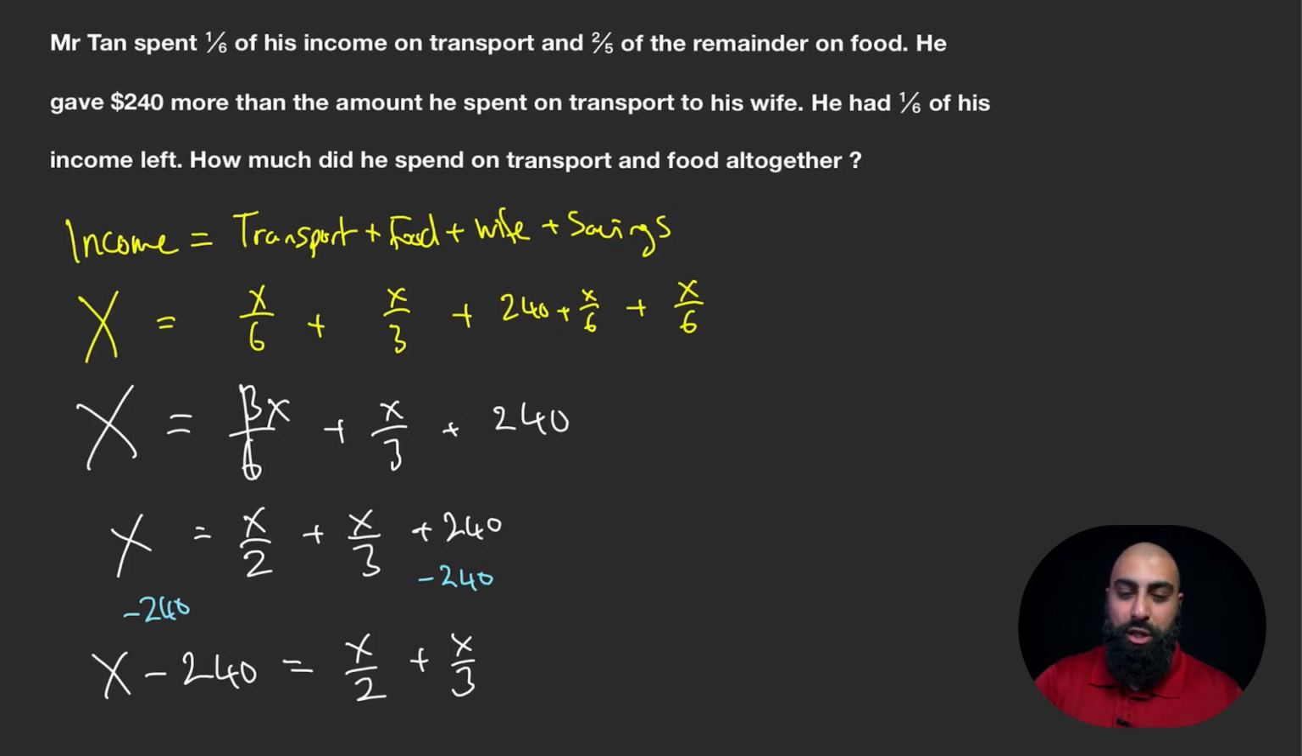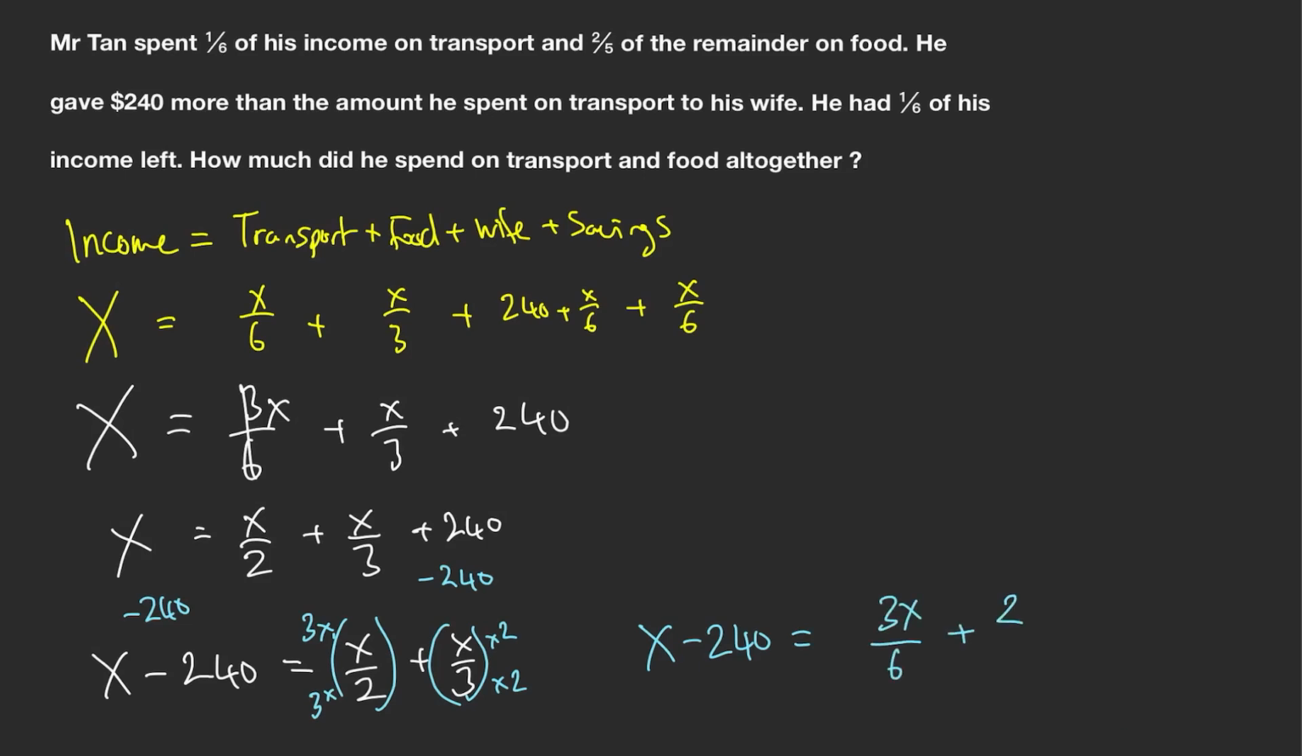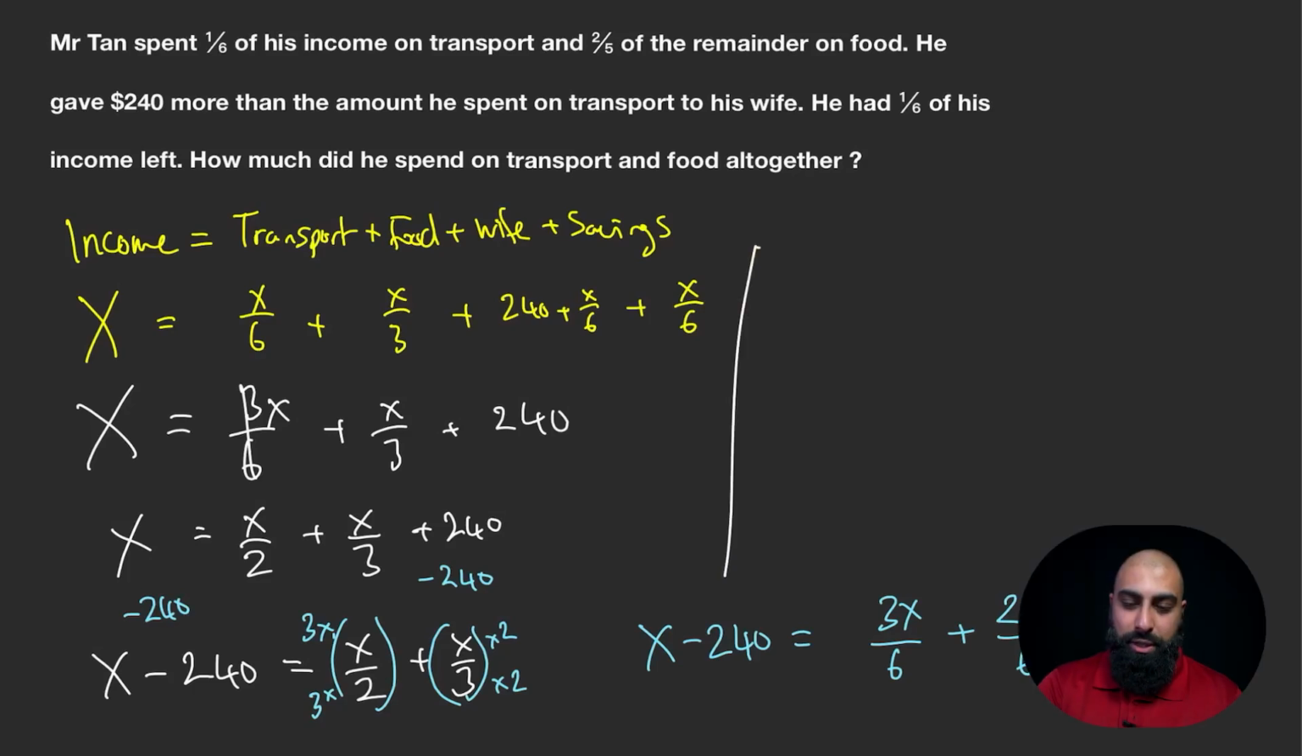When we're solving questions with fractions with different denominators, we need to find the least common denominator. In this case, it's going to be 6. So we're going to multiply this fraction here by 3 on the top and the bottom, and we'll multiply this fraction here by 2 on the top and the bottom to get equivalent fractions with a denominator of 6. So we end up getting X minus 240 is equal to 3X over 6 plus 2X over 6. Now, since we have the same denominator, we can just add those fractions.